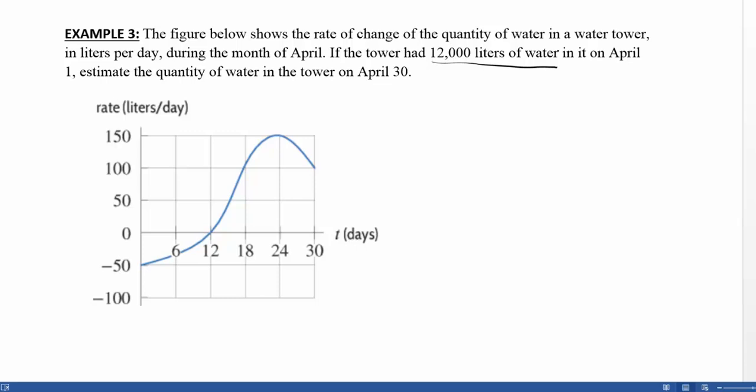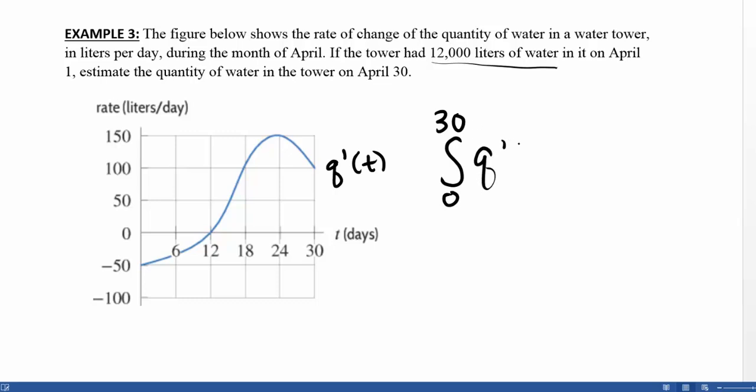So there's a lot of information here, and then we have a picture that's telling us the rate at which the water is changing. Let's give these functions a name to help us understand what we're doing here. So let's call this Q prime of t, the derivative of quantity, the rate at which the water quantity is changing. We know that we're interested in what's happening from April 1st to April 30th. So from time equals 0 to time equals 30, where that represents the days in April.